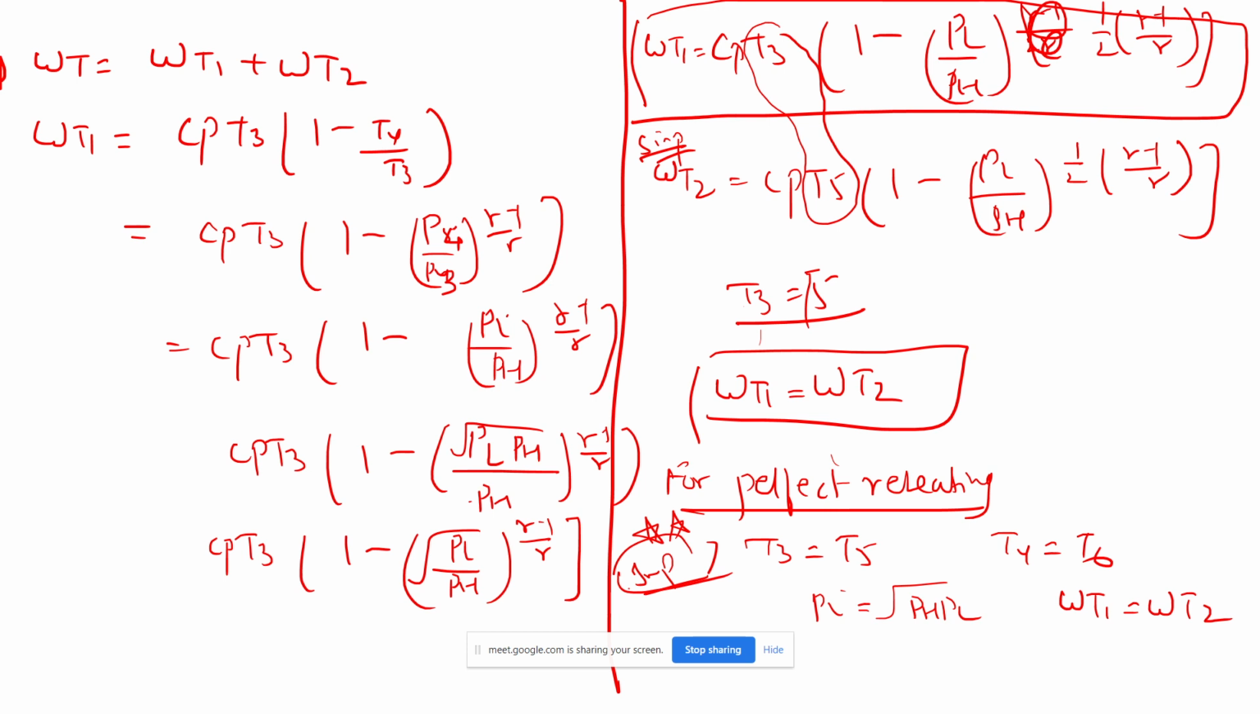This is for preheating for maximum work output.